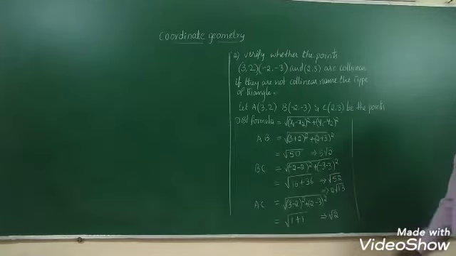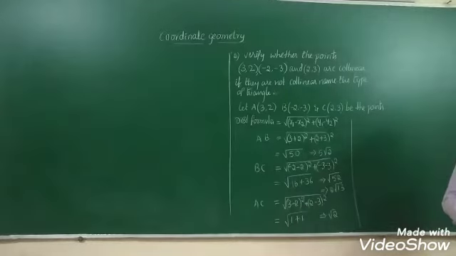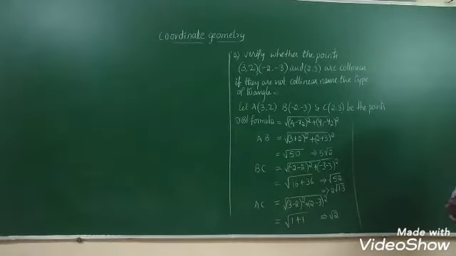When you observe here, AB length is 5 root 2, BC length is 2 root 13 and AC length is root 2. Observe carefully, here the irrational factors are different. Therefore, they can never be collinear. The maximum length is BC, root 52, and AB and AC are smaller. If you add up, we cannot get BC. So AB plus AC cannot be equal to BC. Therefore, they are non-collinear points.